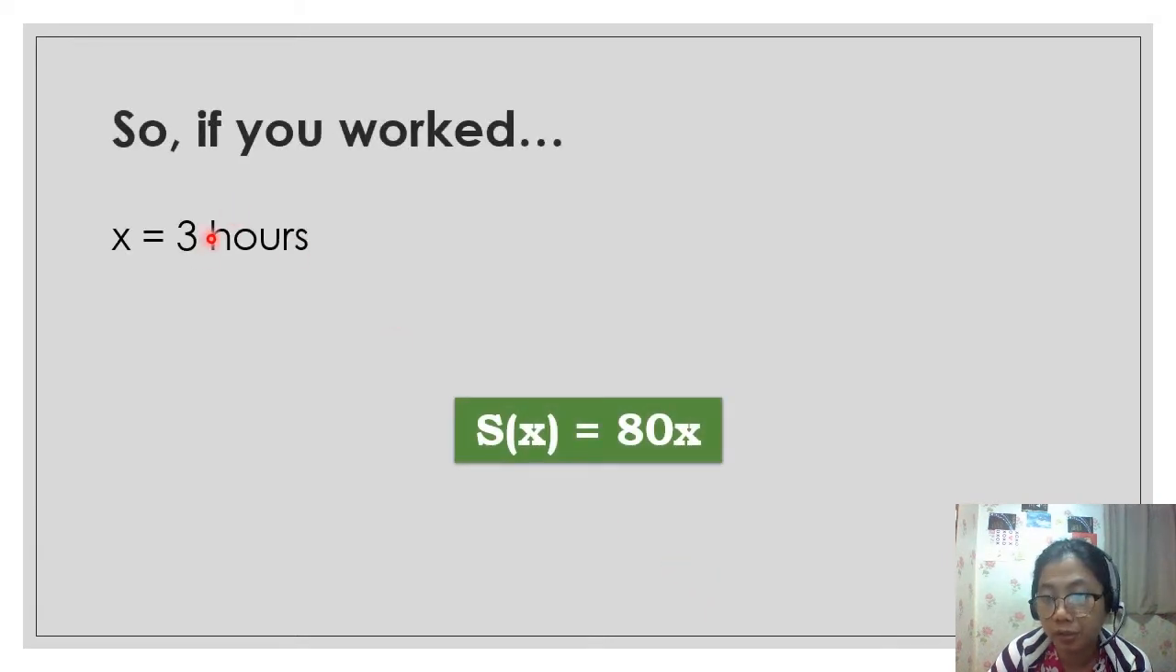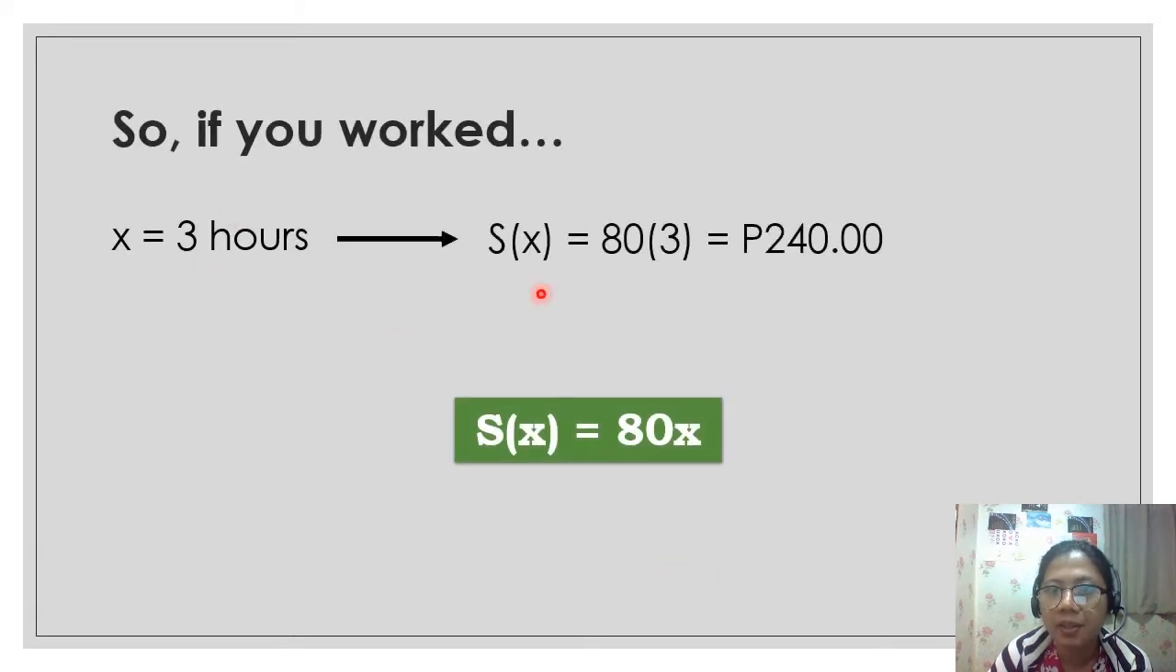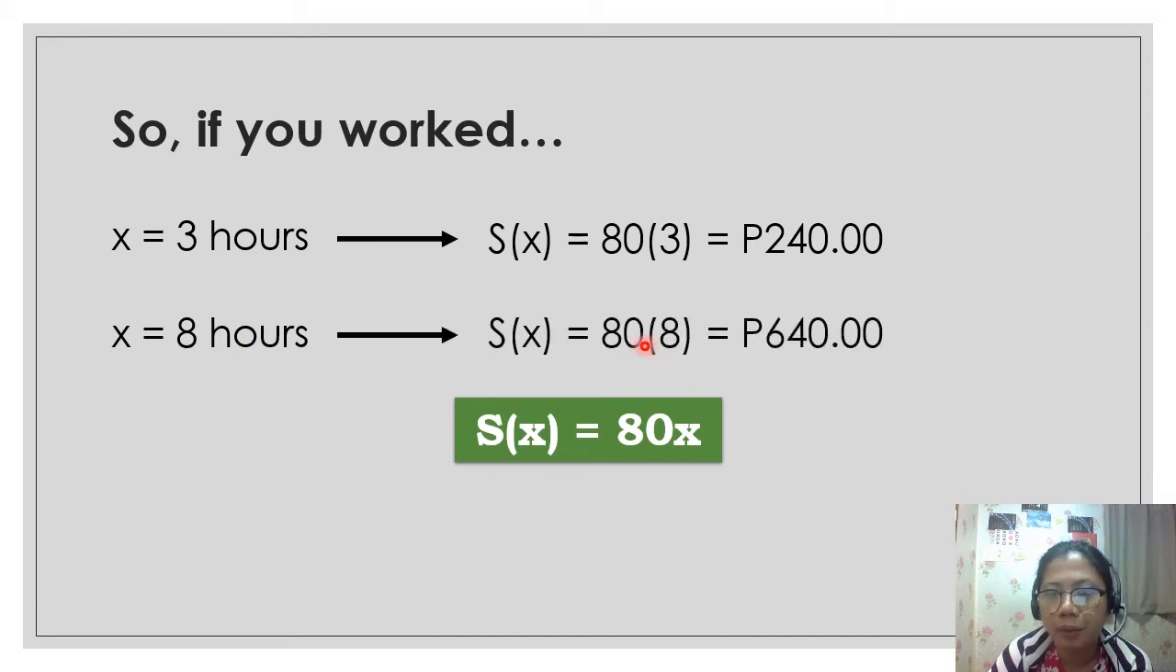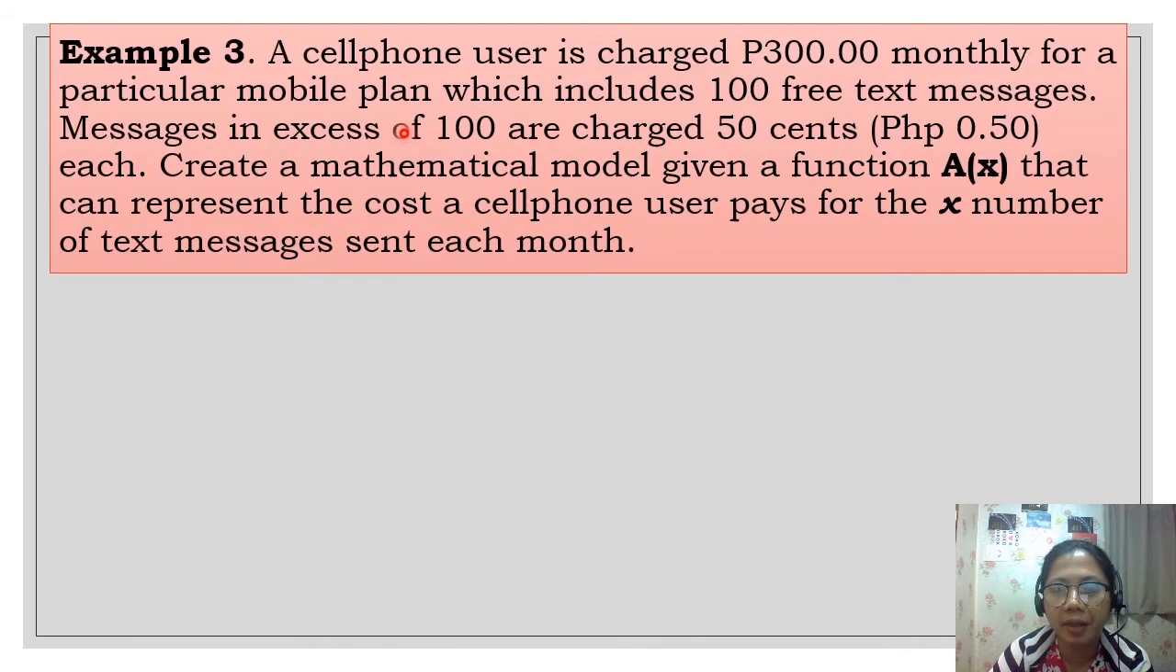So if you worked 3 hours, then you will receive a salary or cost of 240 pesos. And if you work 8 hours, that would be 80 times 8. So you will receive 640 pesos for working 8 hours. Let's have the third example.